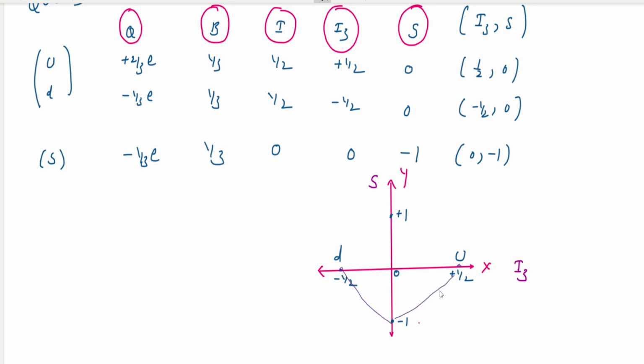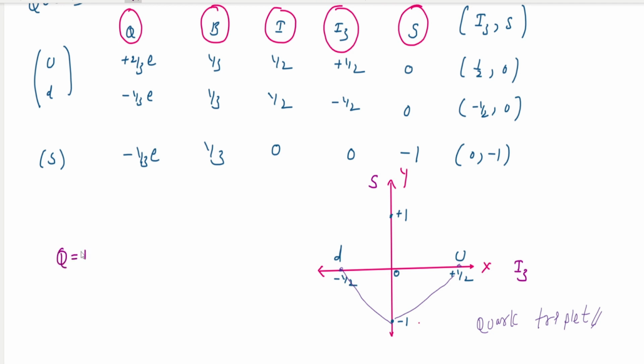And this one, this is enough. This is the quark triplet. So by using this data, we can calculate S values, right? We know how to calculate this strangeness number formula. If you don't know this formula, if you forgot, I'm going to write this formula.